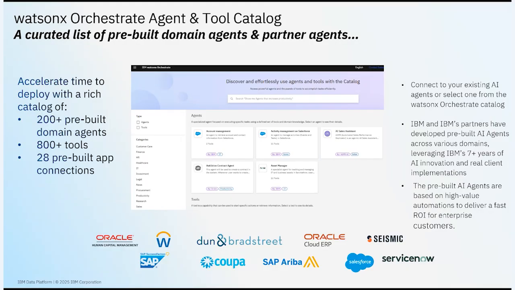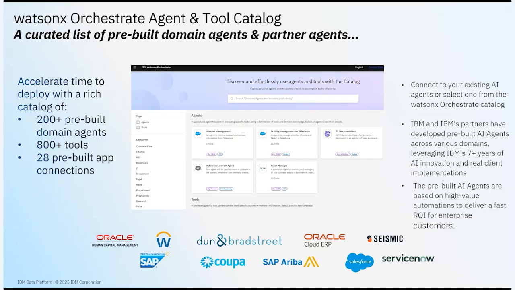So let's learn more about the watsonx Orchestrate Agent Catalog. Accelerating time to value is a top priority for enterprises investing in AI. To support this, IBM provides a robust catalog of pre-built AI agents and tools, curated to deliver immediate impact and scale across key business domains. These include our pre-built domain agents, over 800 domain-focused tools, and 28 pre-built app connectors.